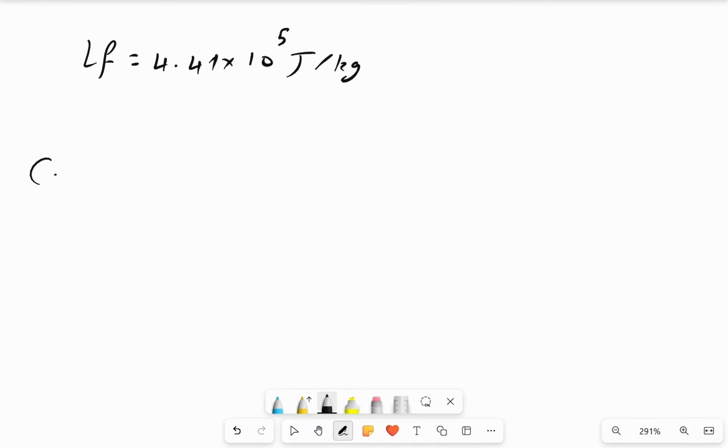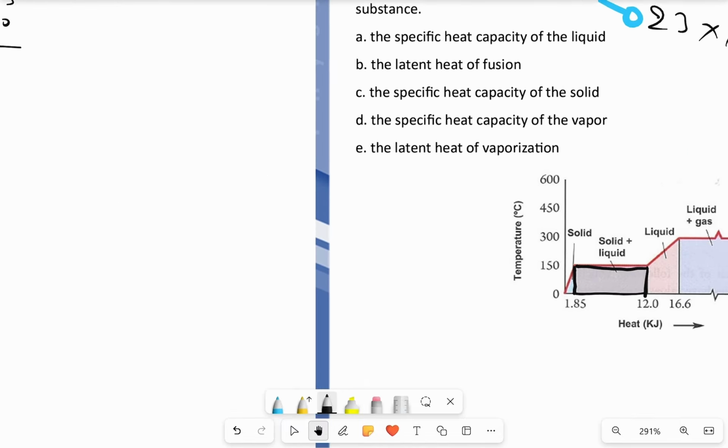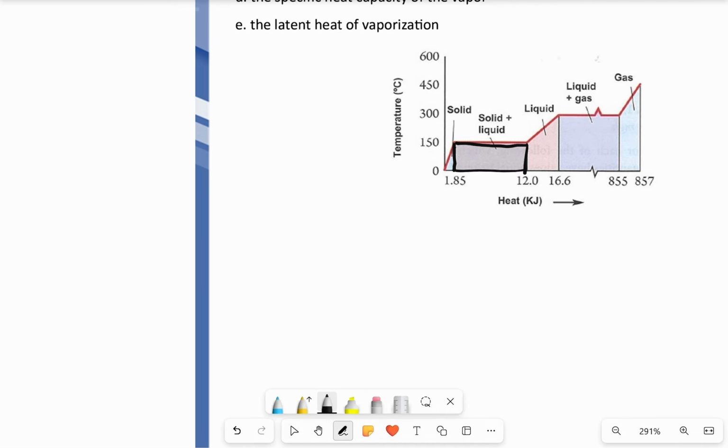C, what do we have for C? The specific heat capacity of the solid. Okay, so where is the solid? As you see, this is the solid. So we have from 0 to 1.85 kilojoule, sorry. Then this is 0 Celsius to what? To 150. So my initial temperature is 0. My final temperature is 150.